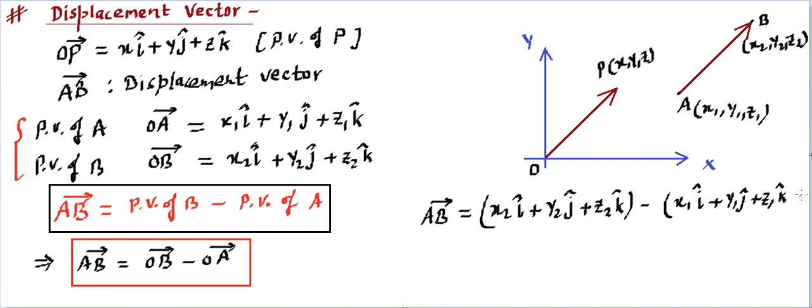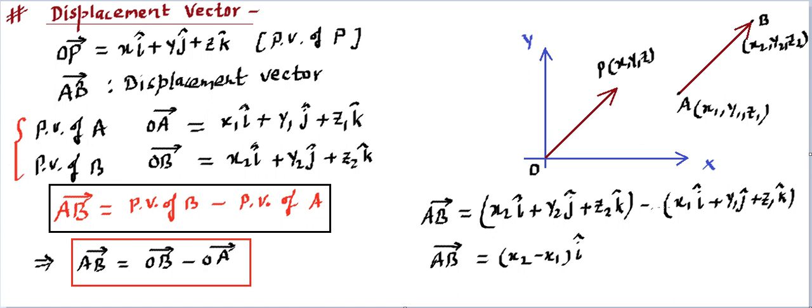Now here we need to learn some more points. Whenever we put a minus sign or plus sign, what happens? The corresponding coefficients of i cap, j cap, k cap get added or subtracted. So this is the rule of addition and subtraction. So the AB vector is going to be equal to, now this is x2 i cap, this is x1 i cap with a minus sign, so we can take i cap as common. So in the bracket we are left with x2 minus x1.